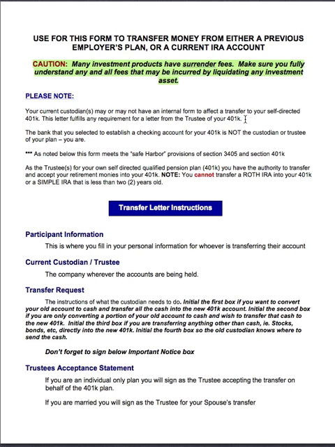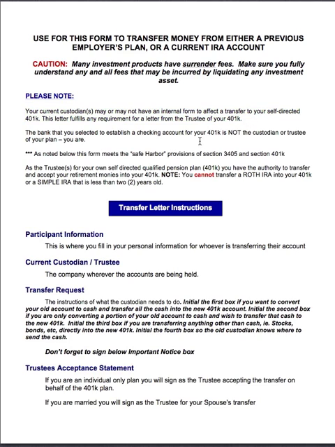Other issue to be aware of. Chances are your current custodian or your employer already has a form they want you to fill out in order to request those funds. If that's the case, by all means use their form. You don't need to use this form.